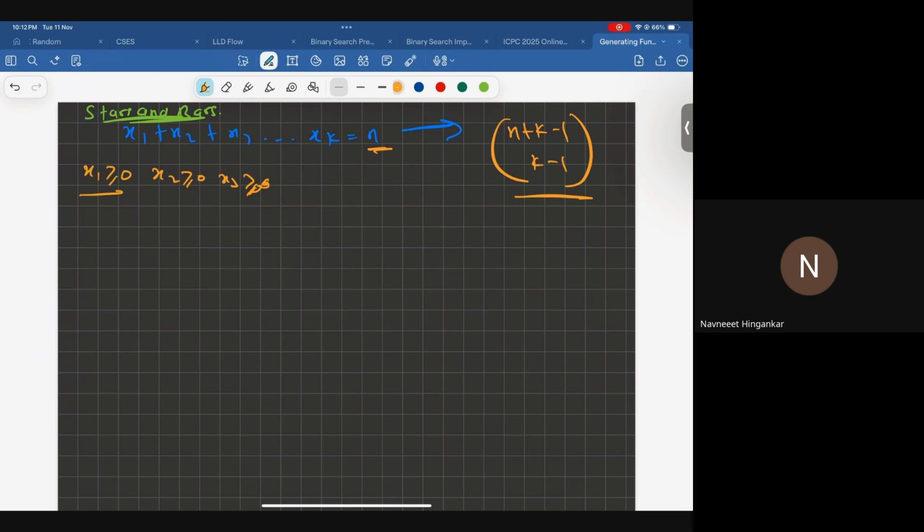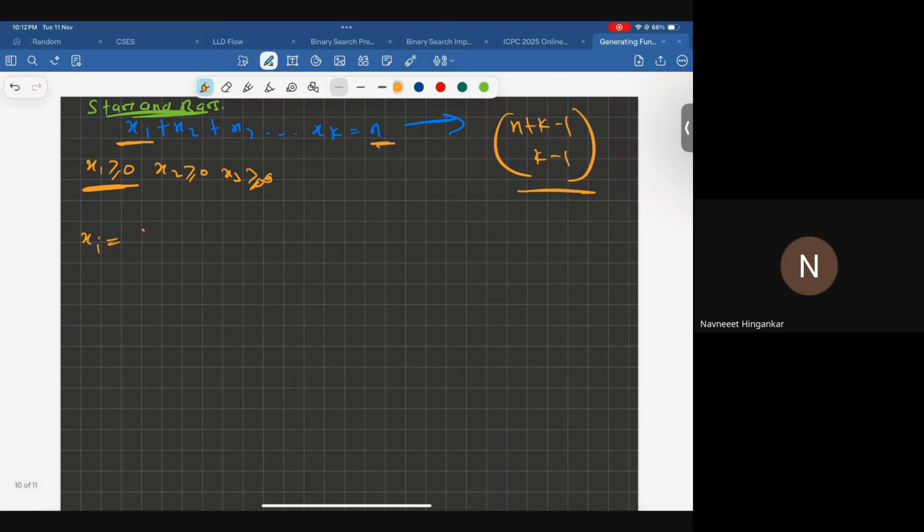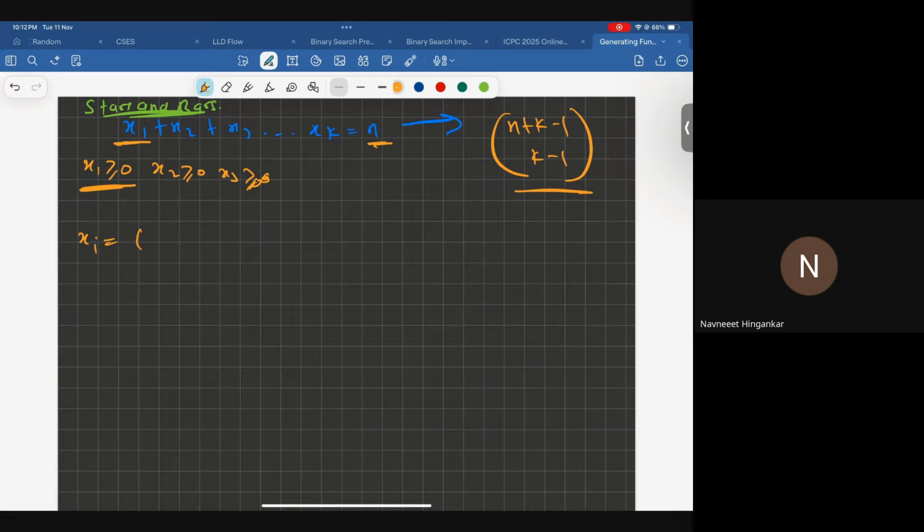But here x1 is greater than equal to 0, so the generating function for x1 becomes, or for all the variables basically, it just becomes 1 plus x plus x square up to infinity, because all the possible numbers are there. x1 can be 0, x1 can be 1, x1 can be 2, x1 can be 3, x1 can be infinity.